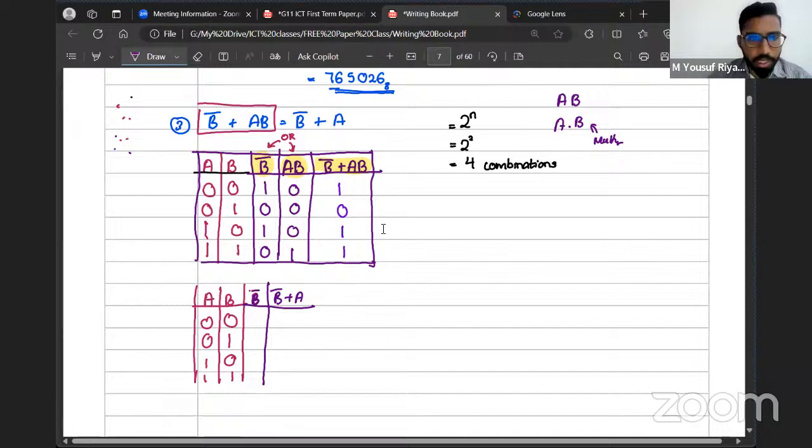B dash is the opposite of B. So if B is 0 here, this is going to be 1. If B is 1 here, this is going to be 0. If B is 0 here, this is going to be 1. If B is 1 here, this is going to be 0. So B dash plus A, you're going to compare these two using the OR gate's logic. 0 plus 1, what will be the overall result?